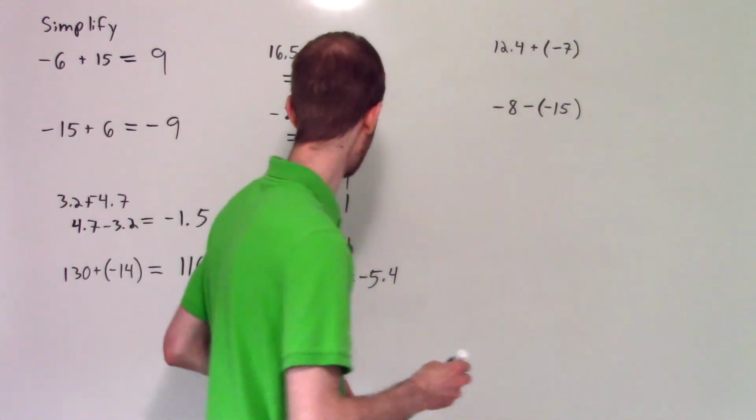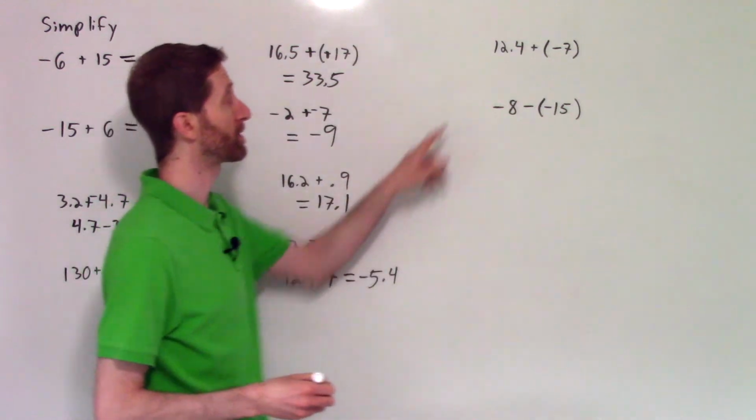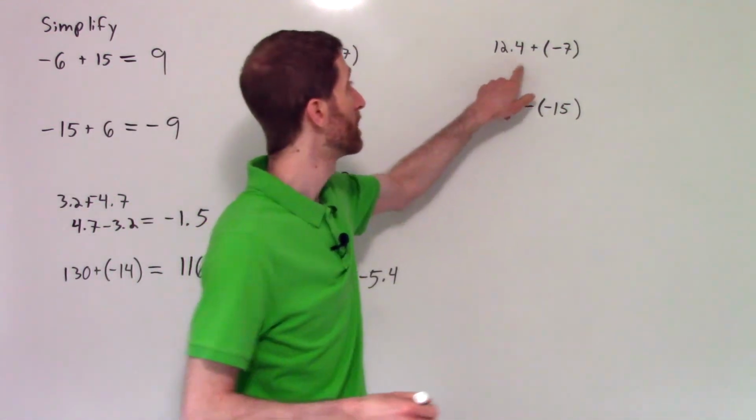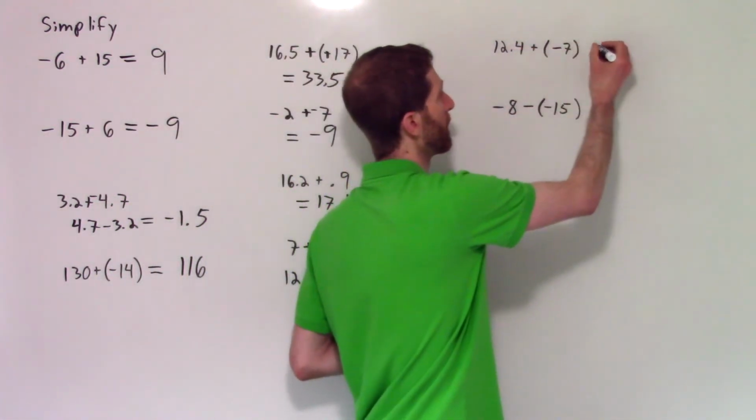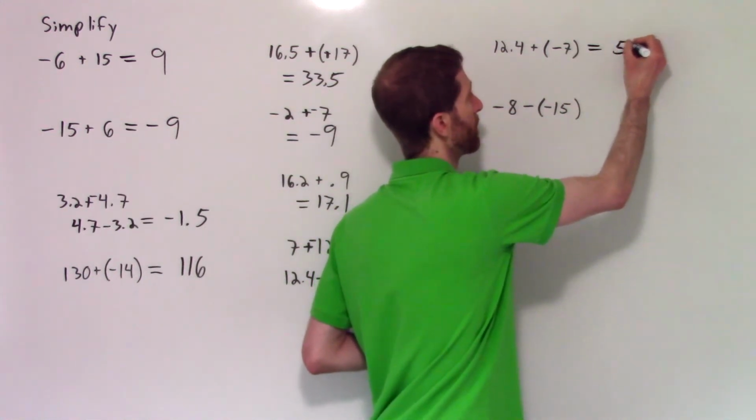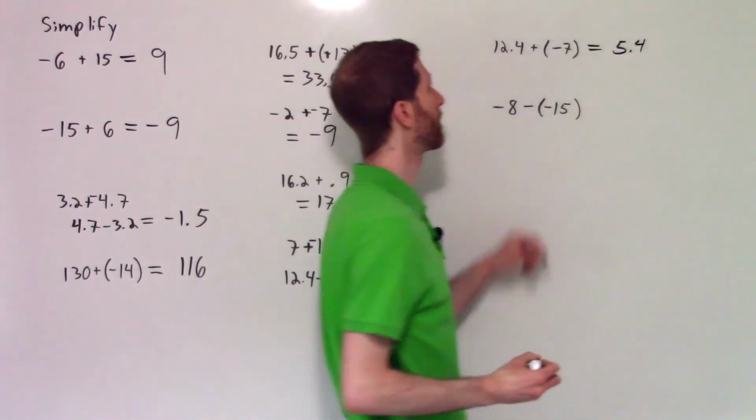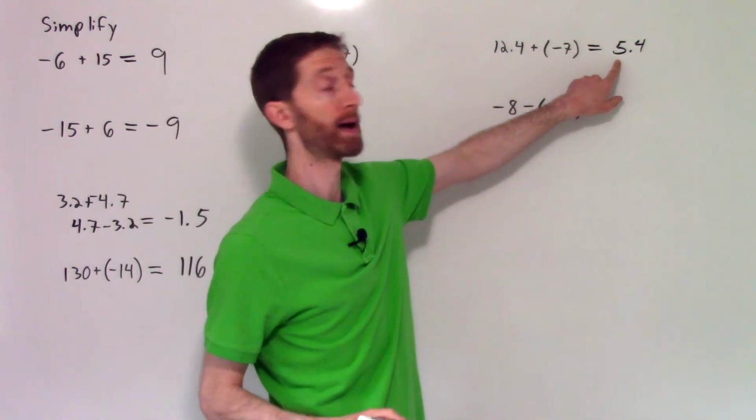12.4 plus -7, a lot like this last problem, except the sign of the larger number is positive. So again, I'm mentally doing 12.4 minus 7, which is 5.4. And the sign of the larger number is positive, so our answer stays positive.